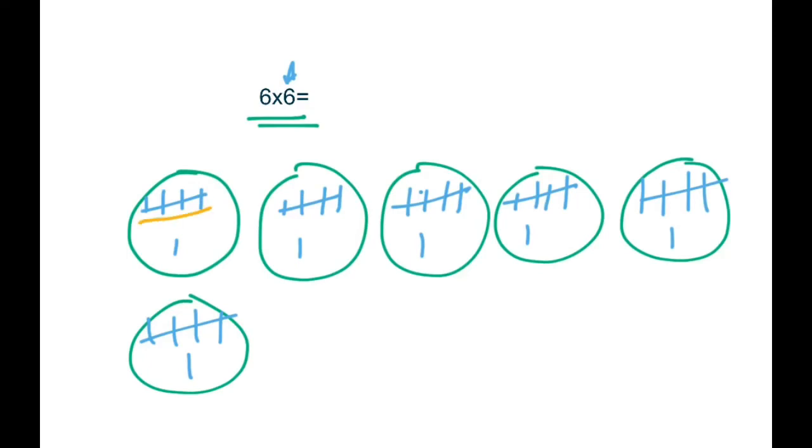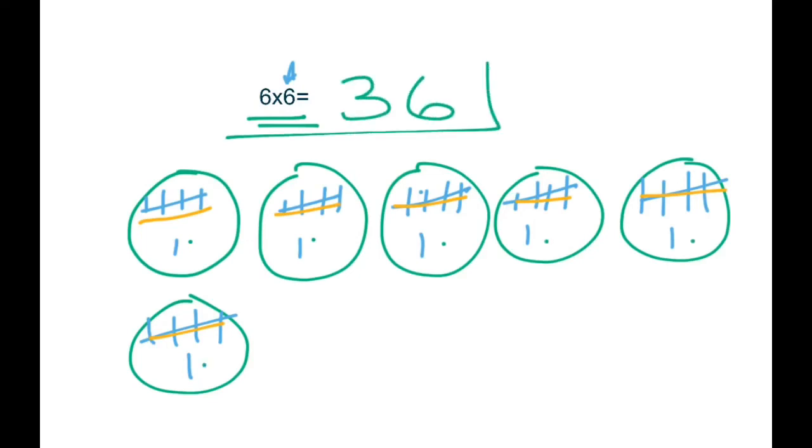We're going to count our 5s first. 5, 10, 15, 20, 25, 30. Now go back and count our 1s. 31, 32, 33, 34, 35, 36. 6 times 6 is 36. Okay.